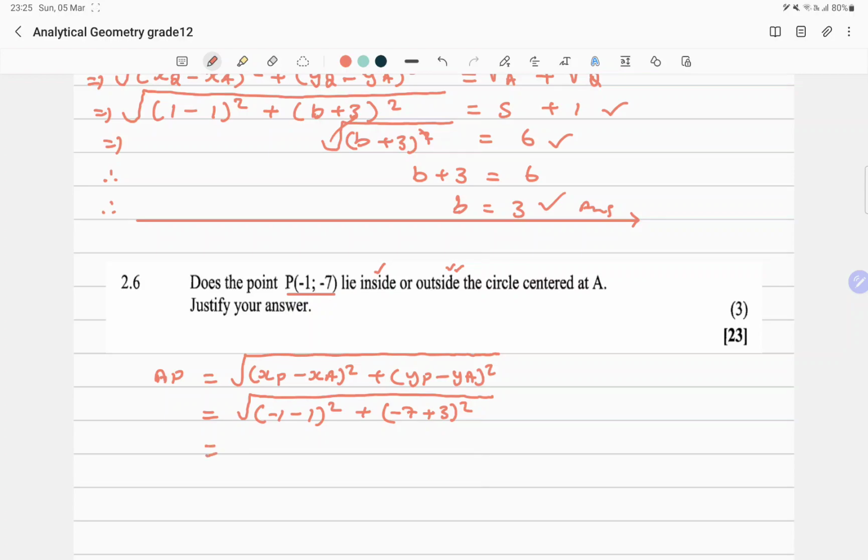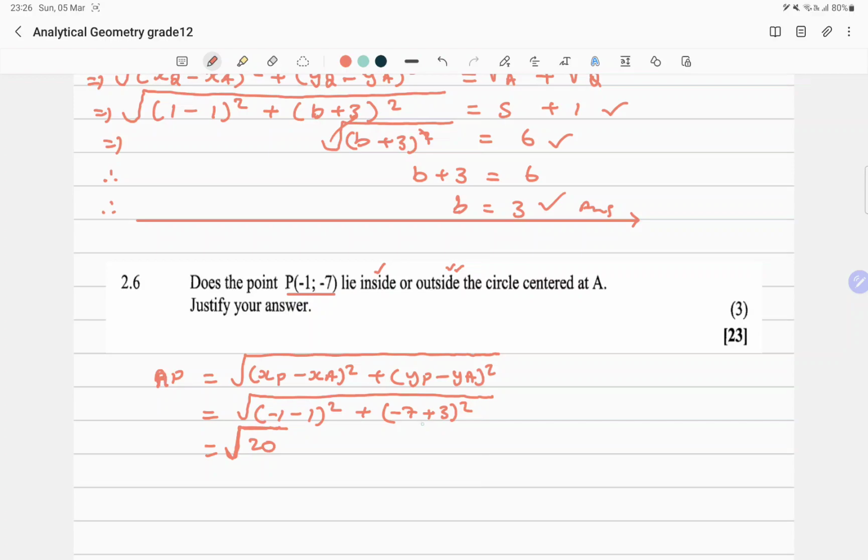And then let's move on. Now this is basically going to be the square root of what? -1 minus 1 is -2, and -2 squared is 4. This is going to be 16, since -4 squared is 16. 4 plus 16 is 20. So I'm getting 20 there.